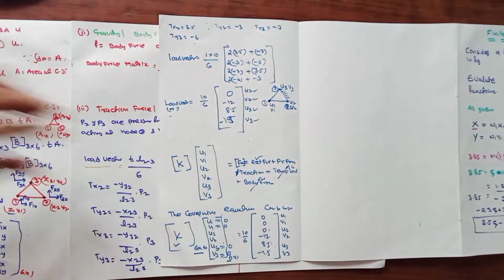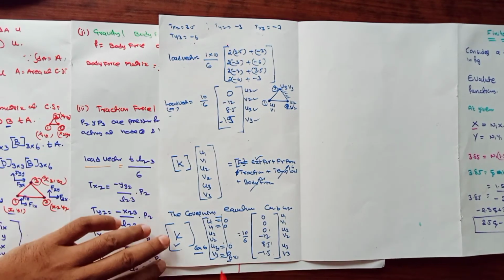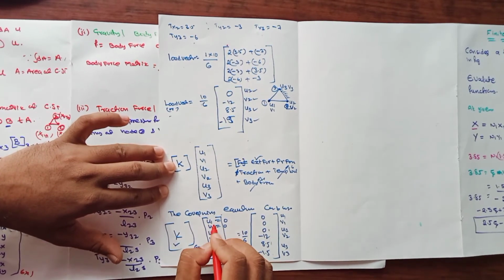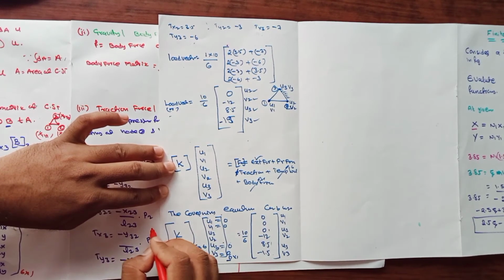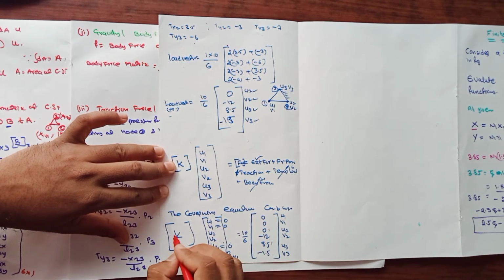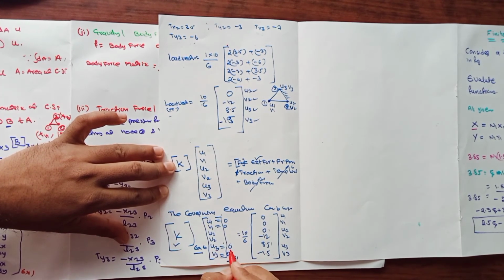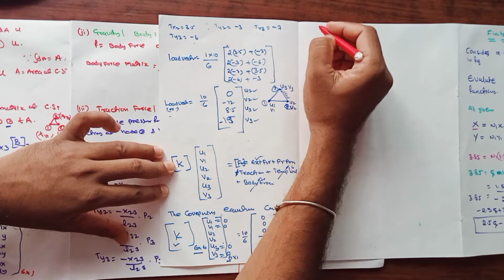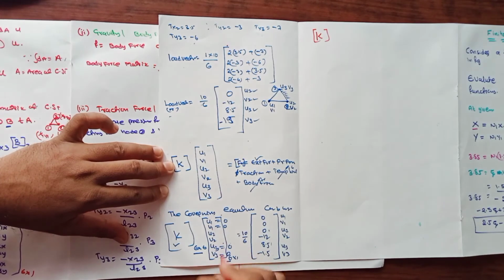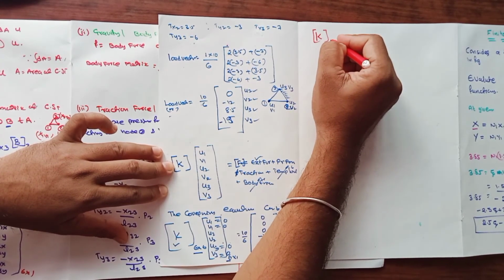If you apply the elimination process at this position, you should eliminate the u1 row and u1 column. Similarly, for v1 equal to 0, eliminate the v1 row and v1 column. Similarly for u3 equal to 0, eliminate the u3 row and column, and for v3 equal to 0, the v3 row and column. Therefore the reduced matrix K, with 4 rows and 4 columns eliminated, remains 2 by 2.